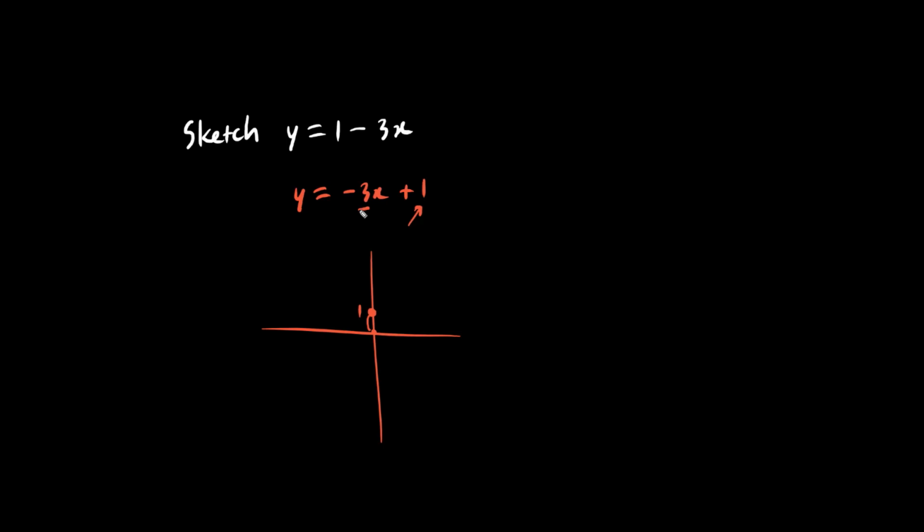The slope is negative 3 over 1, so the rise is minus 3. 1, 2, 3. And by the way, we're at negative 2. And the run is 1, so we go 1 to the right. So this point is 1 comma negative 2. And we connect a line that goes through these points. This here is the line.